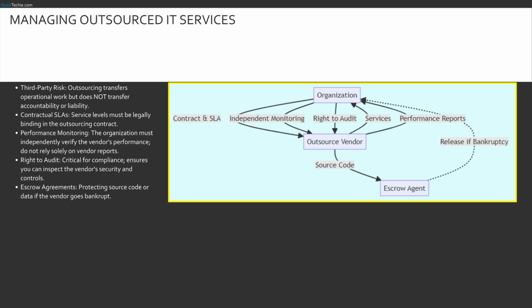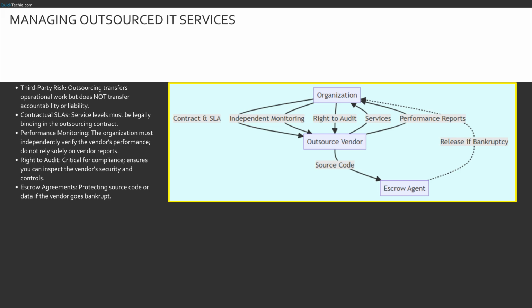SLM is vital when dealing with third parties. When you outsource, you can transfer the work, but you cannot transfer the accountability. If the vendor fails, your business fails. Therefore, SLAs must be embedded in the contract. You must independently verify their performance: trust, but verify. Never rely solely on the vendor's own green dashboard.